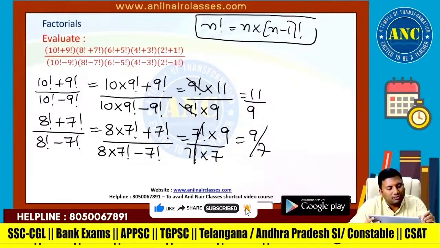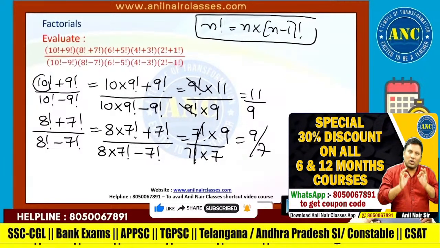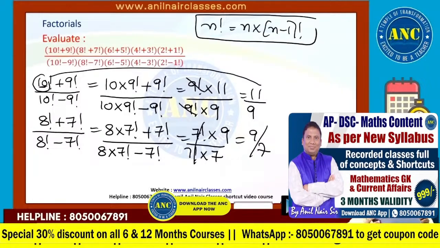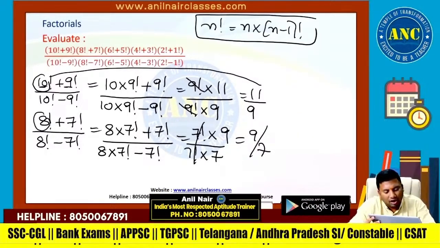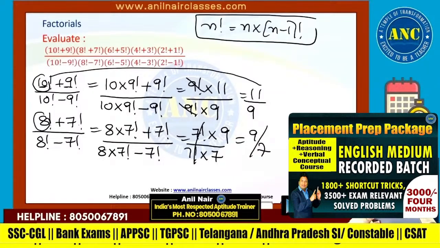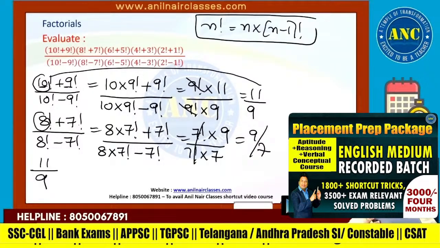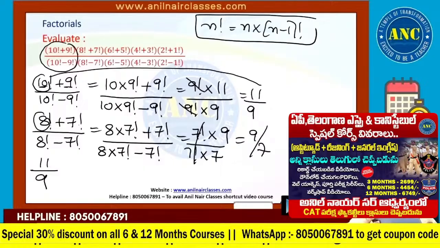That means if you observe, if it is 10 factorial plus 9 factorial, for 10 I got 11, which is 1. 9 exactly it is like this. 8 factorial I got 9. 7 factorial 7 is like this. So first it is 11 by 9 for this one.